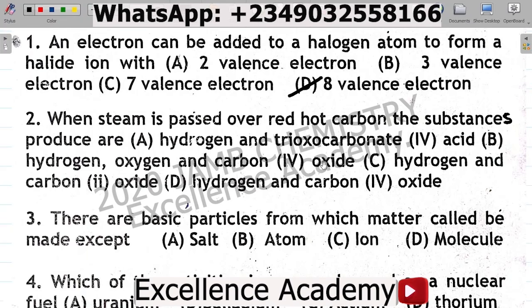Now for question 2, you want to note that hydrogen and carbon 2 oxide, or carbon monoxide, will be formed when steam is passed over red hot carbon. So the correct answer to this question is option C, hydrogen and carbon 2 oxide. This will be the product when steam is passed over red hot carbon.